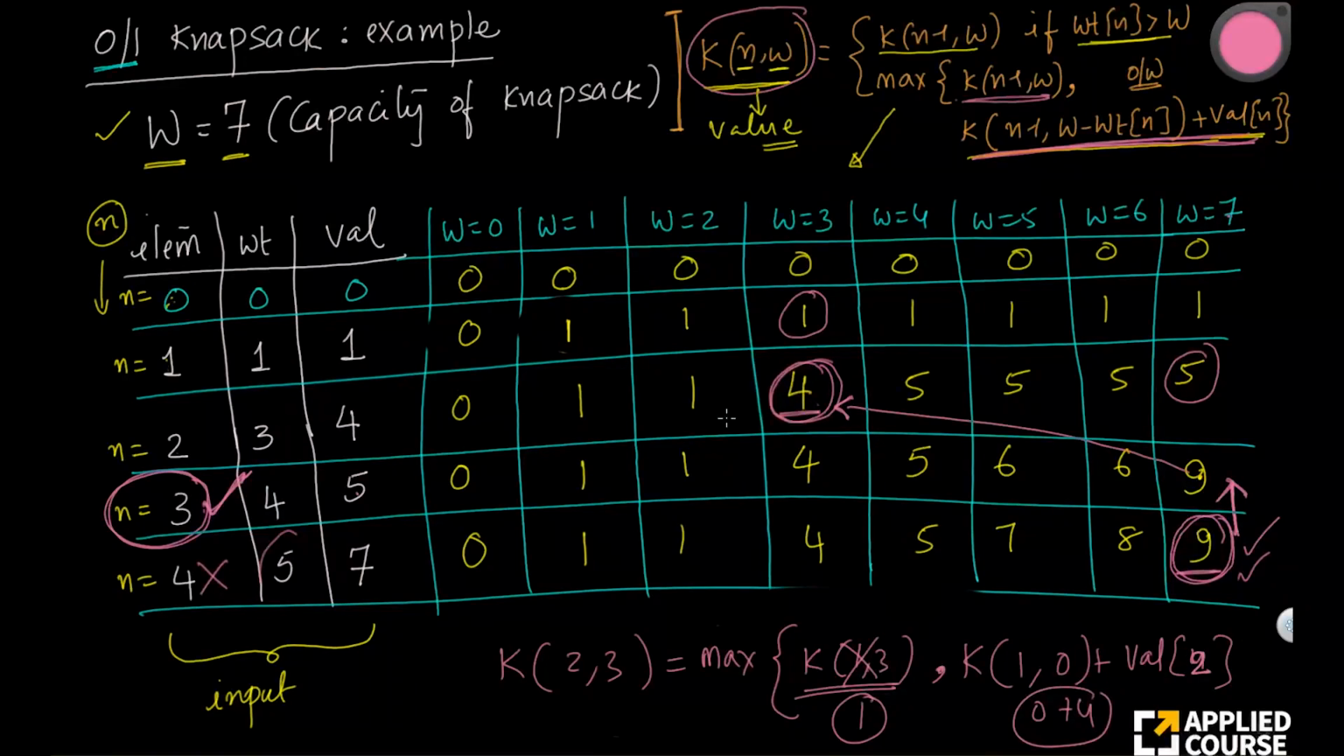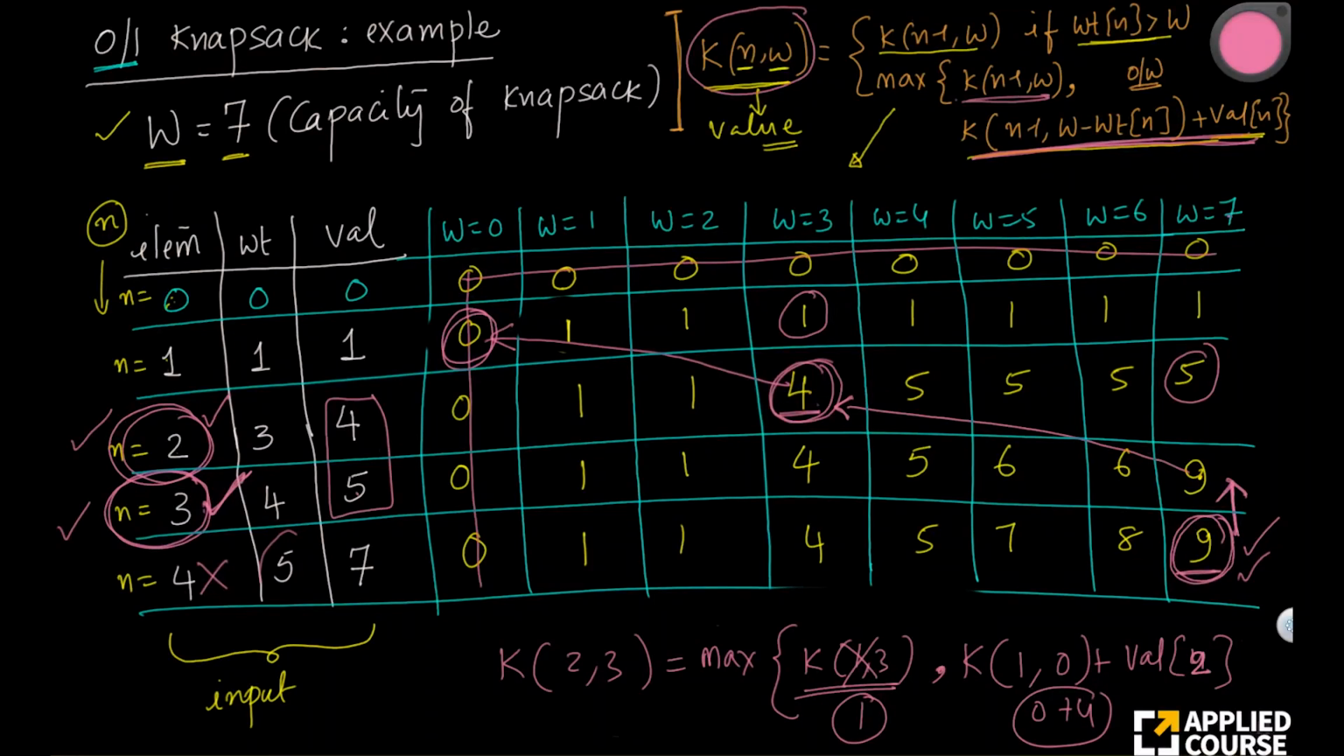So this literally got generated from K(1, 0). This got generated from here, and I'm taking the second option, which means n equals 2 is also present in my knapsack. Now, since I reached here, there is nothing else to do. Once I reach this place, there is nothing else to do, because here the capacity of my knapsack is now 0 and the number of items is 0. So at the end of it, there are 2 items in my knapsack, item 2 and item 3. And if I sum up their values, I get 9.